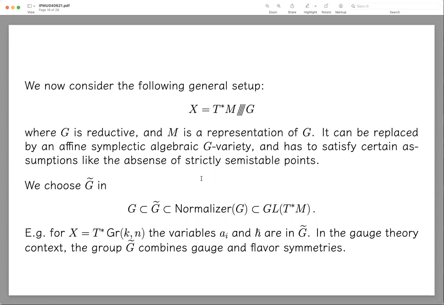And to record the ambient symmetry, we will fix some bigger group that normalizes G. It's some part of the normalizer of the group G. Some people say flavor symmetry group. And so now the problems that we considered before, we will now consider in this generality, subject to the usual hypothesis that in this algebraic symplectic GIT quotient there are no strictly semi-stable points. Well, anyway, it's something I don't want to deal with right now. So let me just make this assumption.